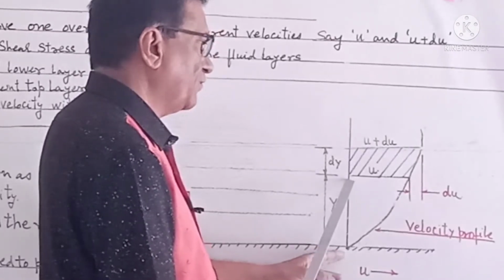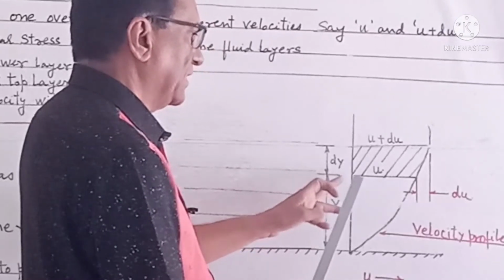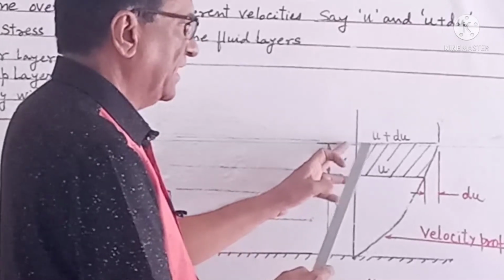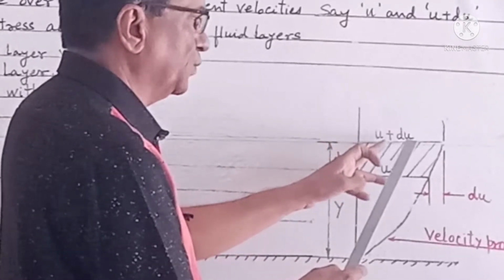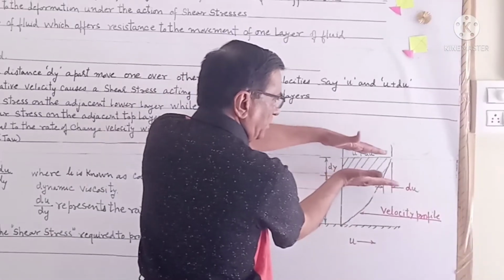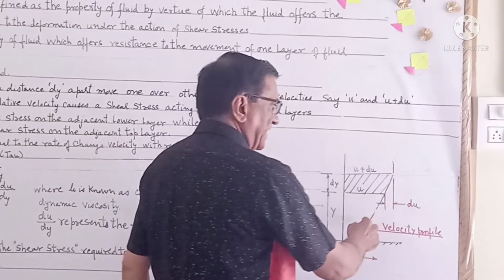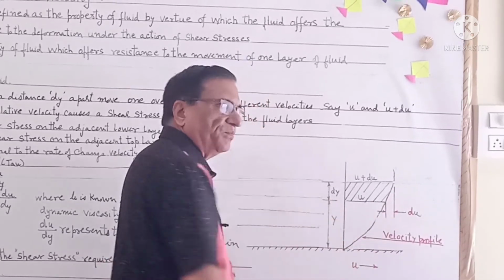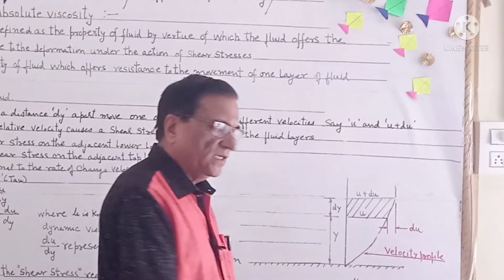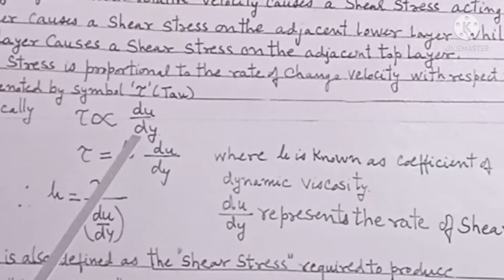Now, at distance y, if layer has the velocity u and just above this layer at a distance dy, the layer will have the velocity u plus du. So du is the increment in the velocity. Now the amount of shear stress produced here will be proportional to the velocity gradient, that is du upon dy. Du upon dy is the strain, or it is known as velocity gradient. So shear stress is proportional to du upon dy.